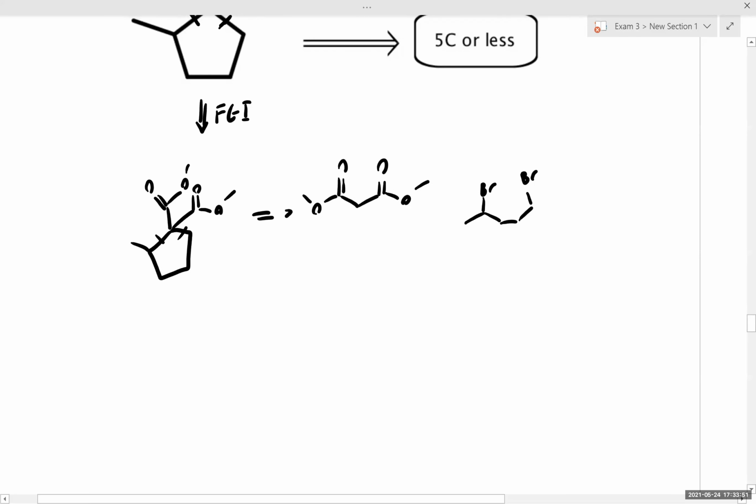So with this proposed synthetic scheme, we have our retrosynthesis sketched out. We're now going to propose our forward synthesis. So we're going to start with this malonic ester variant. We're going to treat it with sodium methoxide, followed by our dialkyl halide.